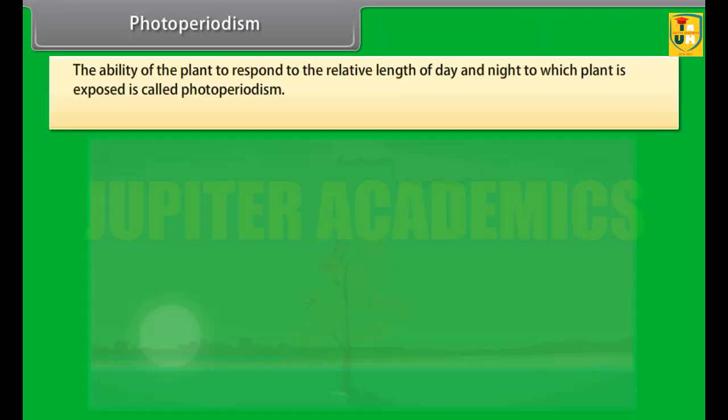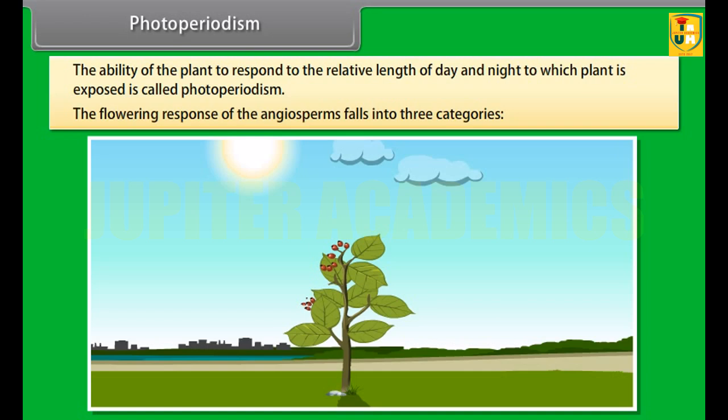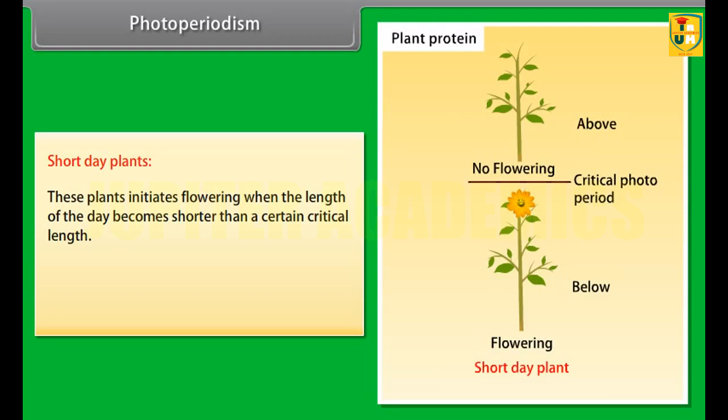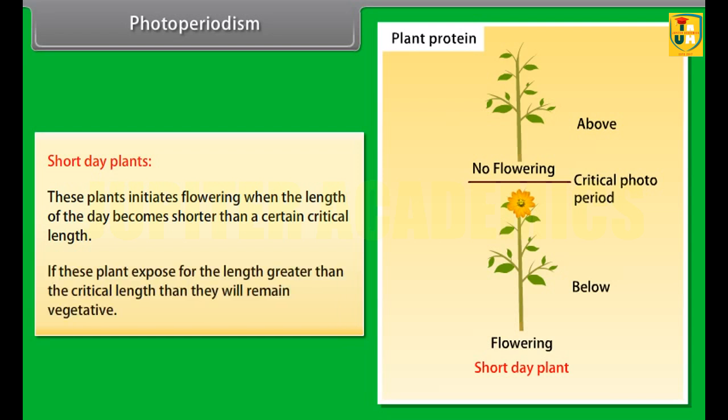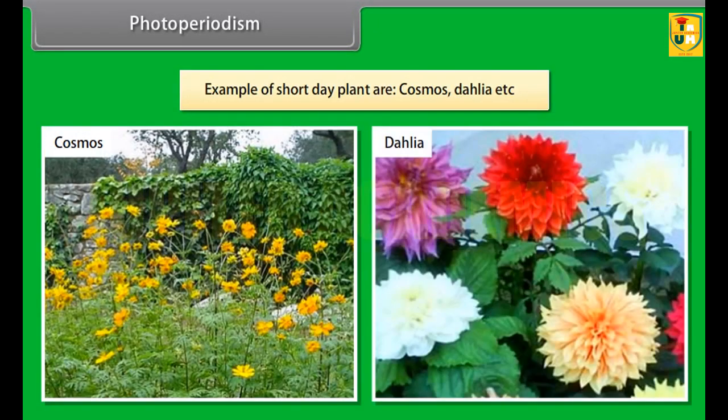Photoperiodism. The ability of plants to respond to the relative length of day and night to which the plant is exposed is called photoperiodism. The flowering response of the angiosperms falls into three categories. Short day plants. These plants initiate flowering when the length of the day becomes shorter than a certain critical length. If these plants are exposed to a length greater than the critical length, they will remain vegetative. Examples of short day plants are Cosmos, Dahlia, etc.